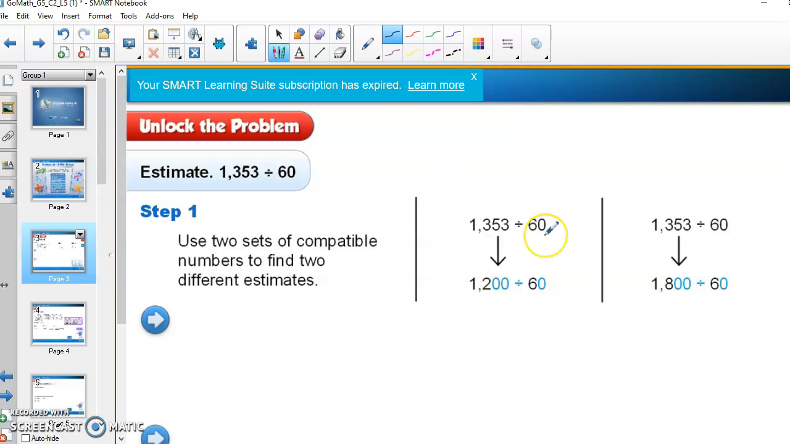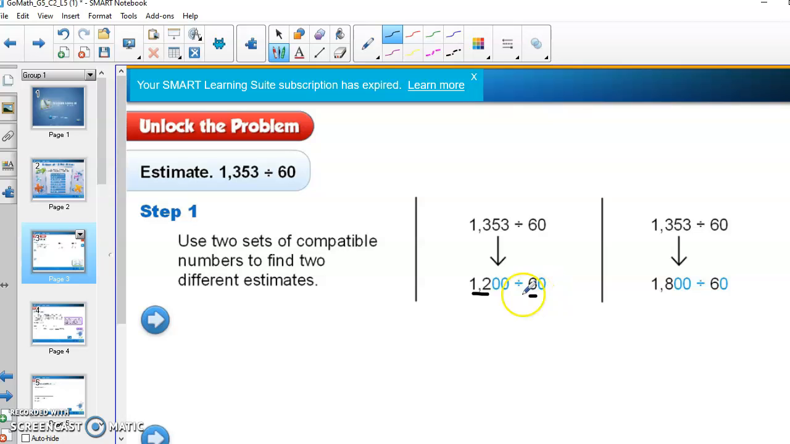You can see that the math journal on page 113 has already showed us examples of compatible numbers. They've rounded the dividend 1,353 feet down to 1,200. They've kept the divisor 60 the same. So you're probably asking yourself, well, what makes 1,200 and the number 60 compatible with each other? The answer to that is 12 and 6. They are compatible. Why are 12 and 6 compatible?